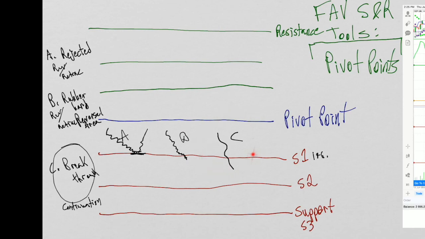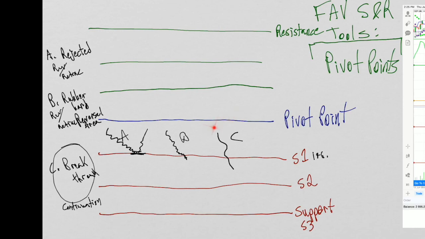Now option C, of course, would be the breakthrough. This is where you make your big money, because when you break through these significant areas of support and resistance, you usually get a lot of momentum, which means that the price is going to continue to move in that direction it's been moving in. So if you're in a downtrend, it's going to continue to drop. If you're in an uptrend, it's going to continue to rise.